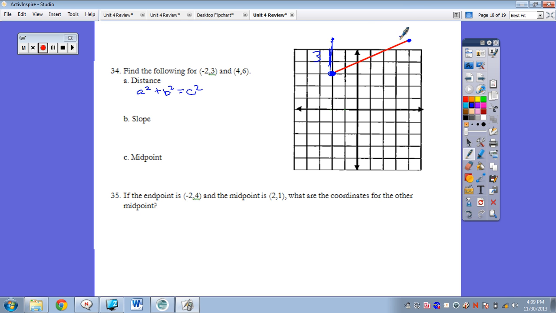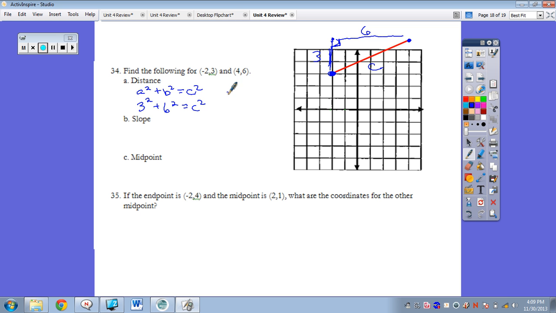So it took me 6 to go over. I formed a right triangle. That's why I'm using the Pythagorean theorem. So A is 3, B is 6. To get side C, this is my hypotenuse of the triangle.